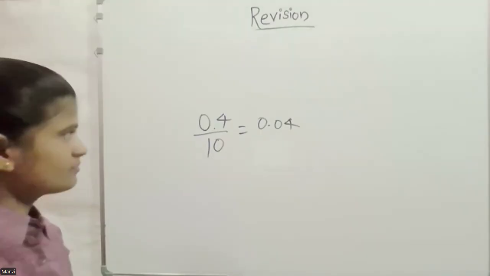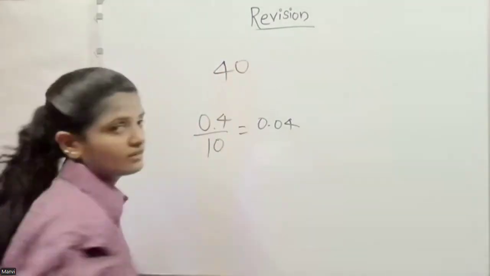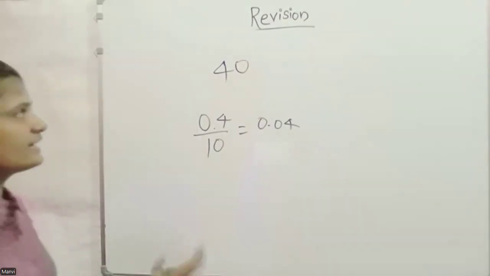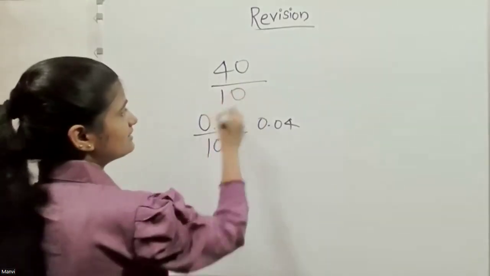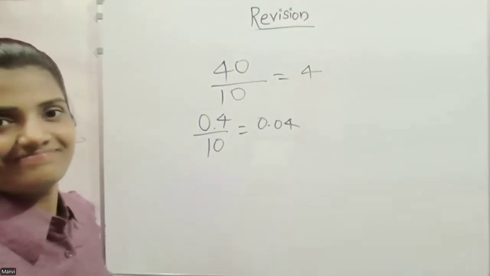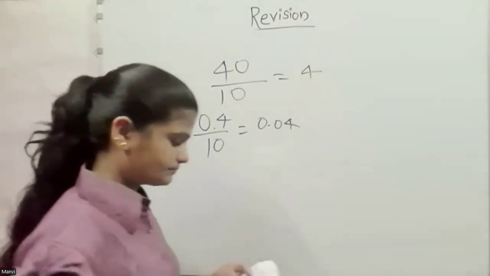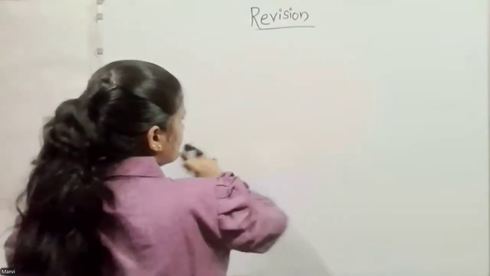0.04. No, the answer will be 40. How many tenths? So 40 tenths. So if you have 40 tenths, divided by 10, this will become 4. Understood? Good.